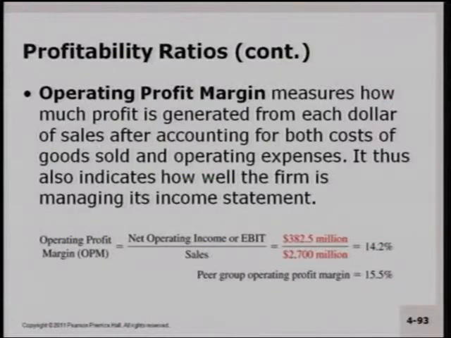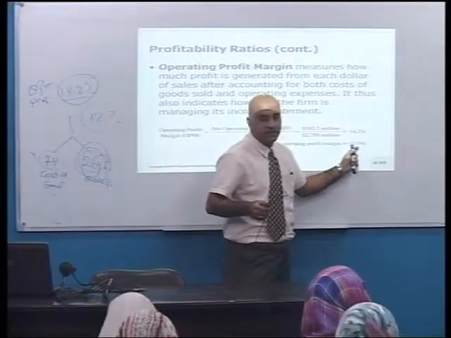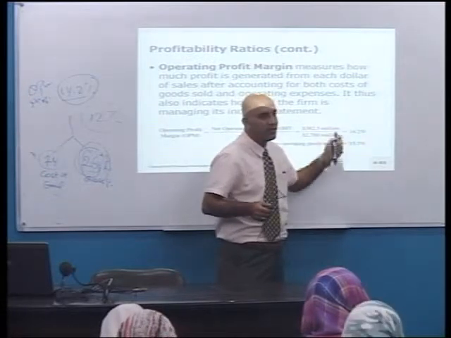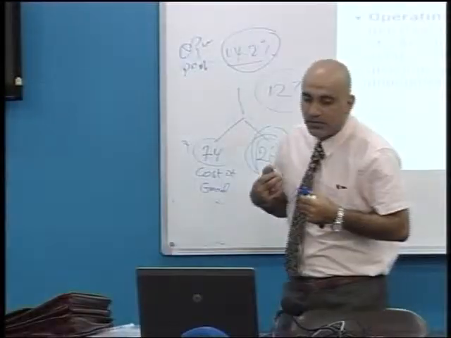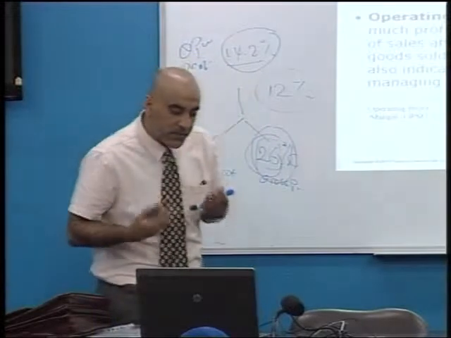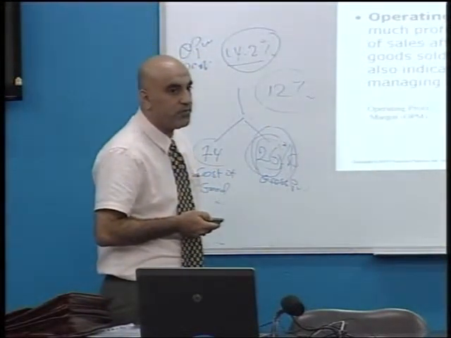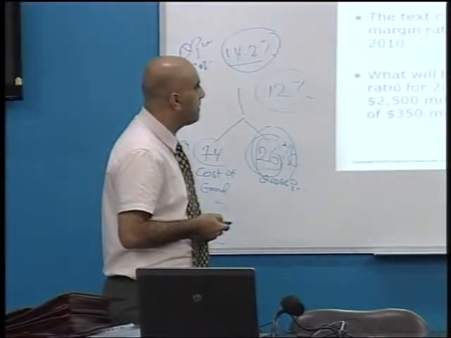Comparing with the peer group, it is 15%, which is a bit higher than our business. So it means we are less efficient than the peer group.